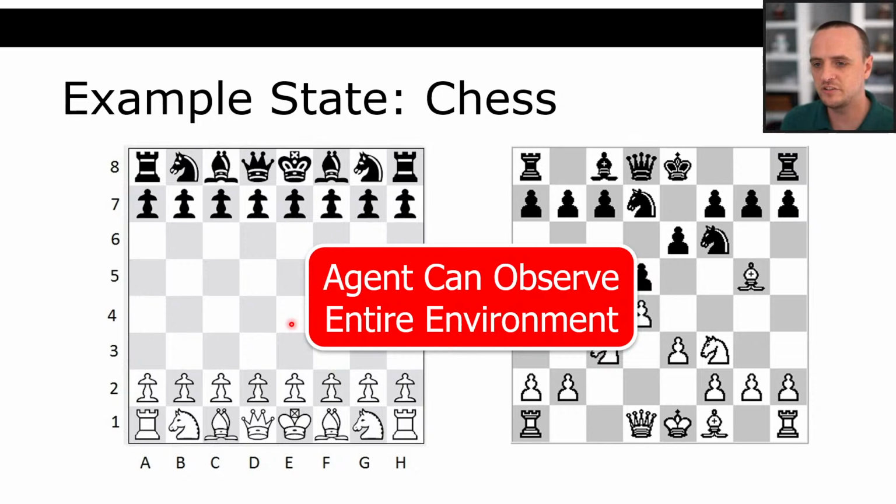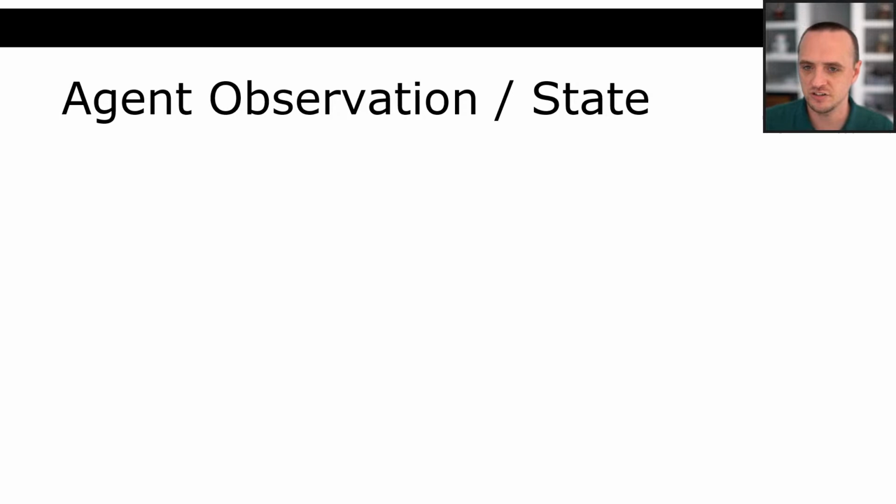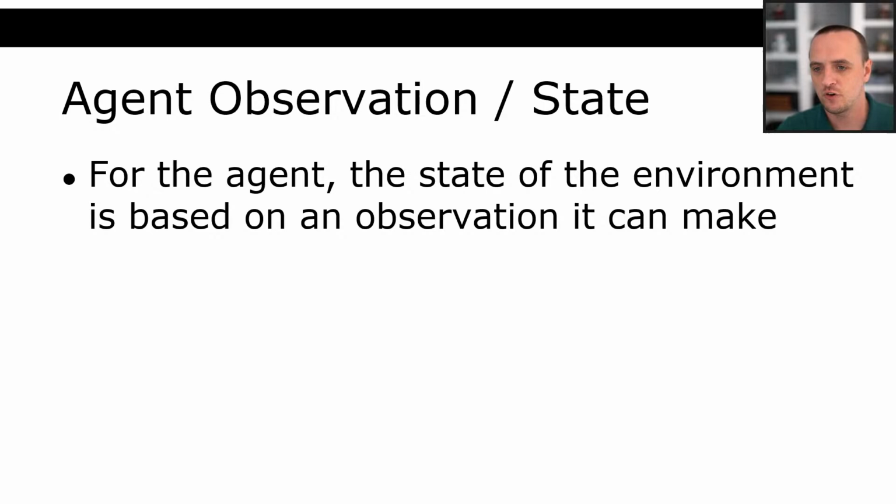So environments are going to be defined by several properties. Okay, and we'll go into some of those properties now. One of them is the observability. So agent observation and how that relates to the state of the environment. For the agent, the state of the environment is based on an observation that it can make, right? So the state is sort of what it can see. Now, the environment might have other things in it, but to the agent, the state is the belief of the state. Not the actual state. So it's what it can see.